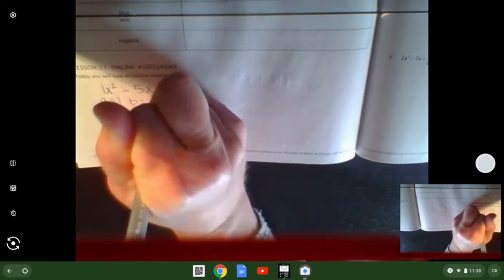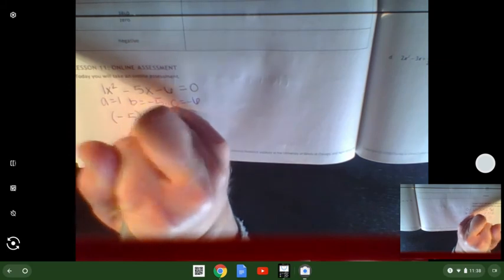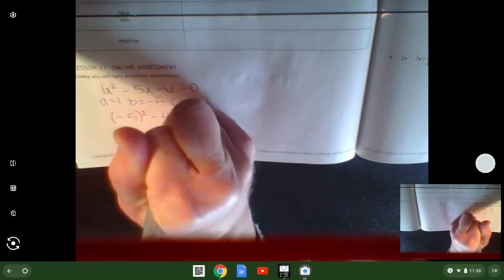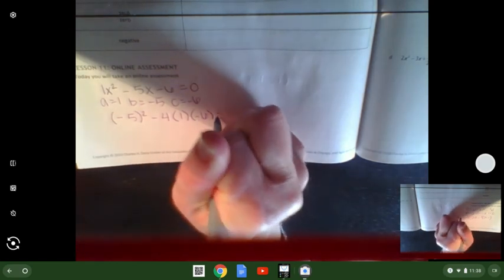Okay, so I have an A of 1 because there's a 1 in front of x squared. B is negative 5. C is negative 6. And rather than solve this completely by the quadratic formula, setting up the whole thing, first I am going to go to the discriminant, which is b squared minus 4ac. Now I want you to type that into your calculator and find out what you get for the discriminant. Go ahead and pause the video to do so.